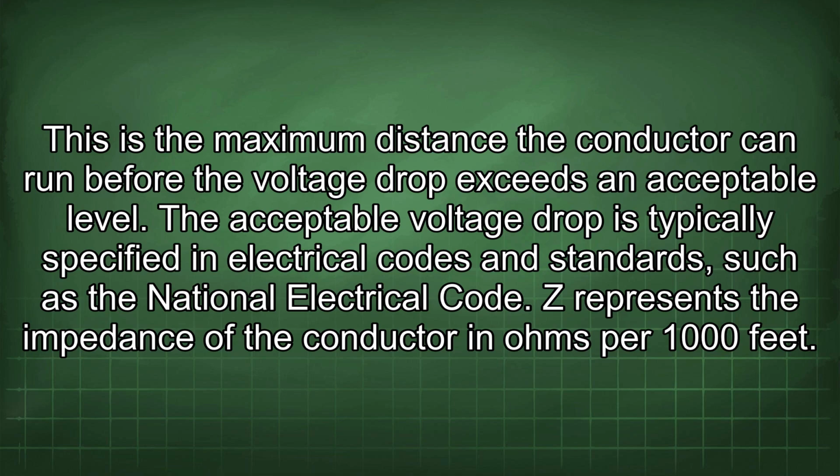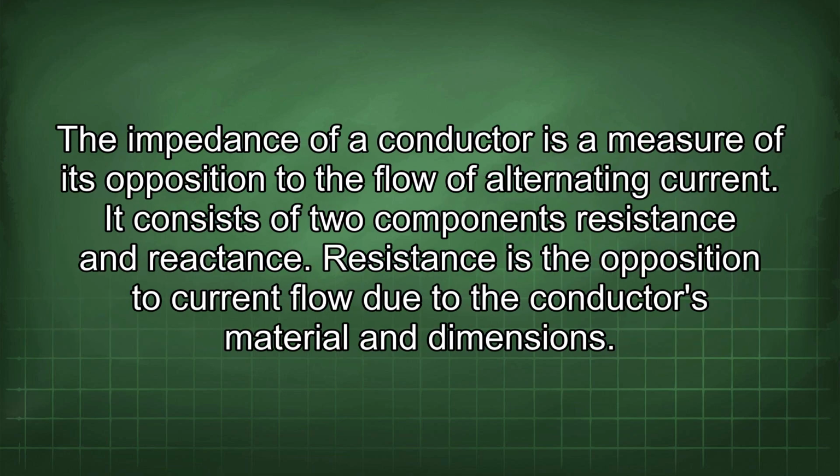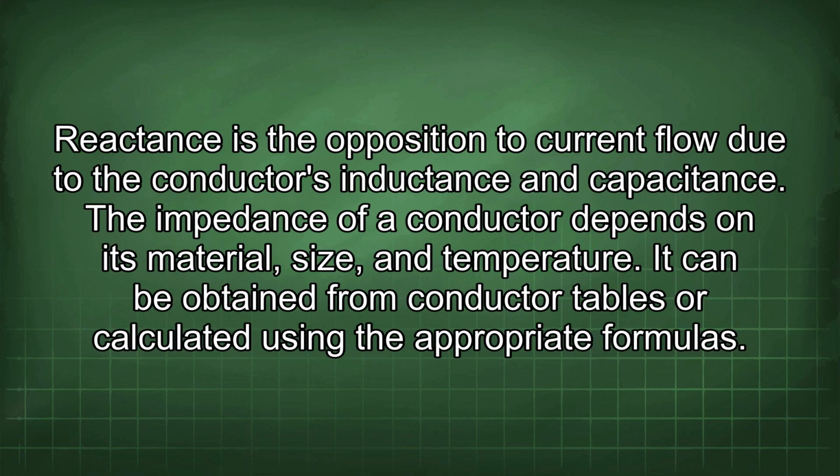Z represents the impedance of the conductor in ohms per 1000 feet. The impedance of a conductor is a measure of its opposition to the flow of alternating current. It consists of two components, resistance and reactance. Resistance is the opposition to current flow due to the conductor's material and dimensions. Reactance is the opposition to current flow due to the conductor's inductance and capacitance. The impedance of a conductor depends on its material, size, and temperature. It can be obtained from conductor tables or calculated using the appropriate formulas.